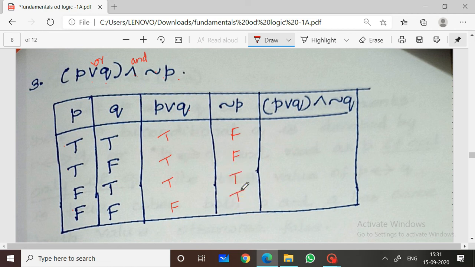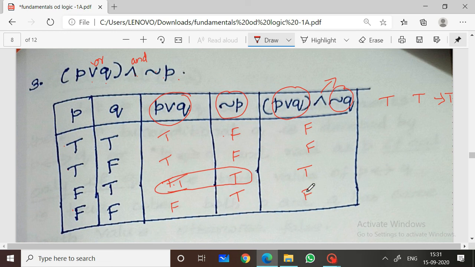Now what is the conjunction? P disjunction Q and negation P. In a conjunction, the truth table value is true only when both are true. So both true occurs here. So we can write true here, and in all other cases the value is false. F, F, T, F. This is the condition. So I think you are clear with this.